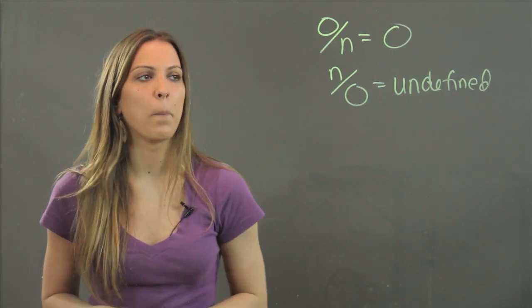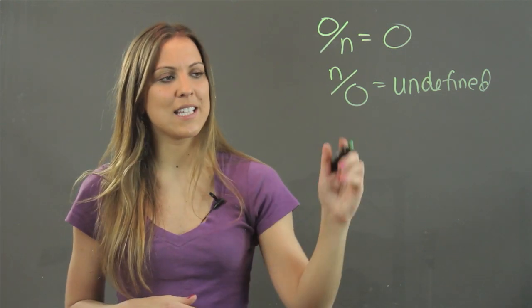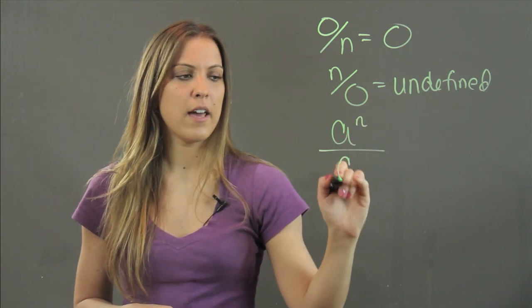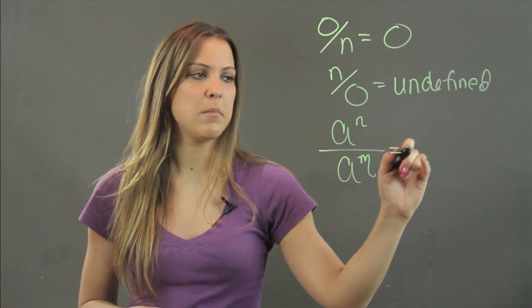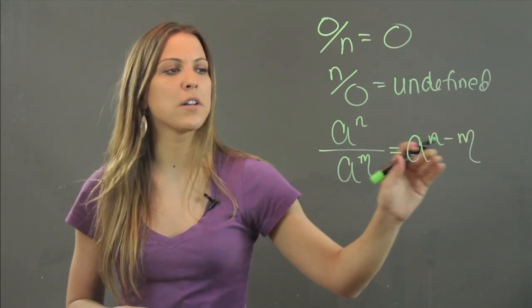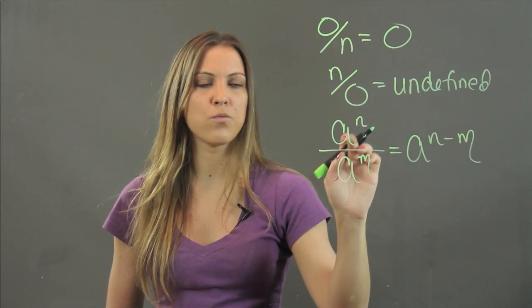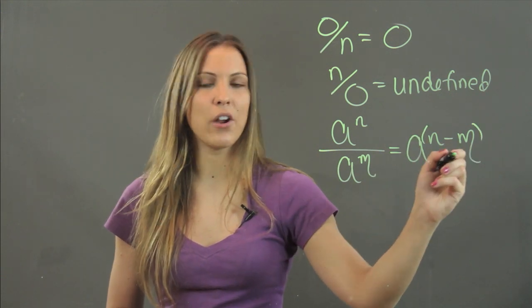That's important to know. The third thing that we should talk about is the division law of exponents, which says that a number raised to the n power divided by that same number or variable raised to the m power is going to be a to the n minus m. So what this says in real words is that if I have two bases that are the same, bases being numbers or variables raised to an exponent, then I can keep that base and I can subtract their exponents.